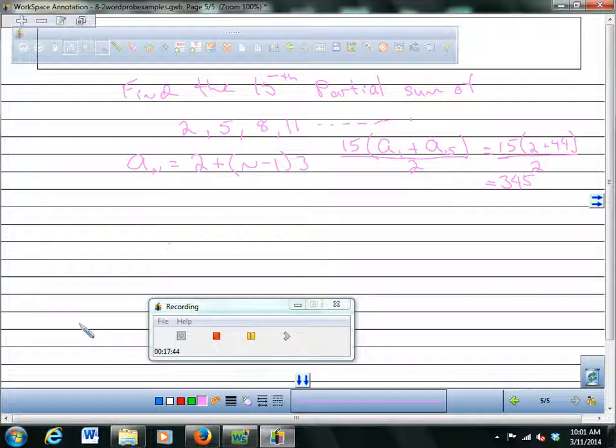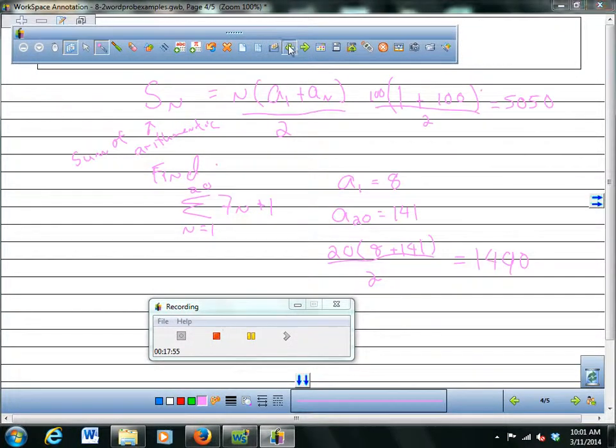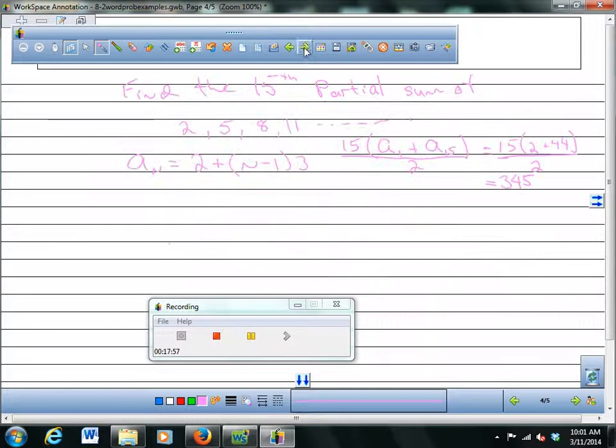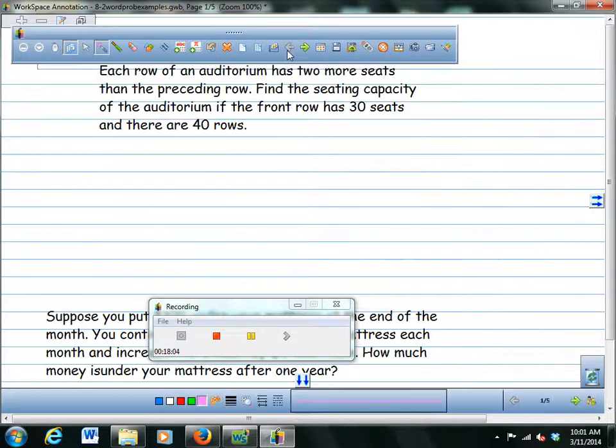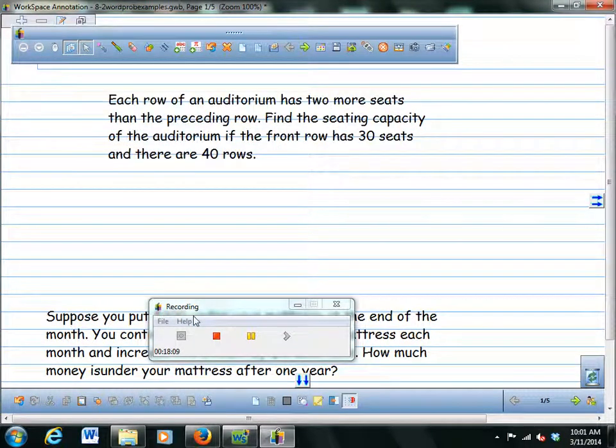Then, there's some application problems, which are kind of fun. So let me see if I can find that application problem. We don't have to do both of them because they're both kind of the same. There it is. Let's look at this one. Each row of an auditorium has 2 more seats than the preceding row. Find the seating capacity of the auditorium if the first row has 30 seats and there are 40 rows.